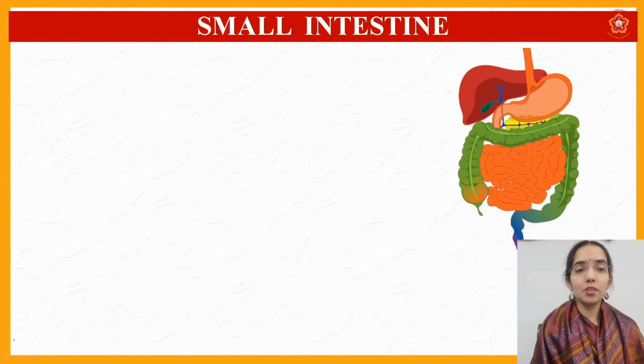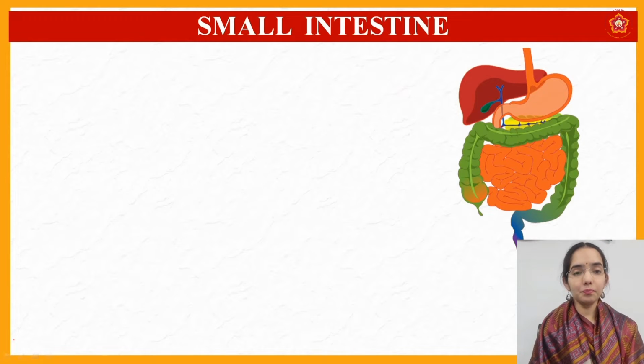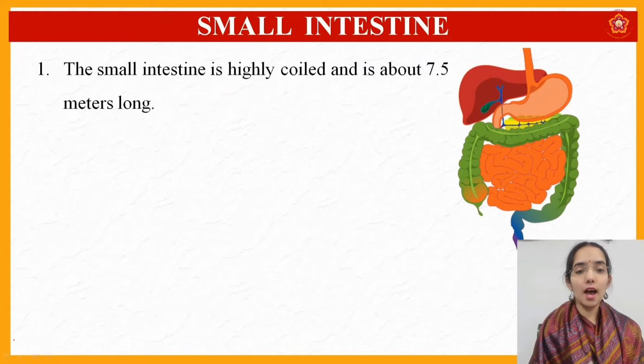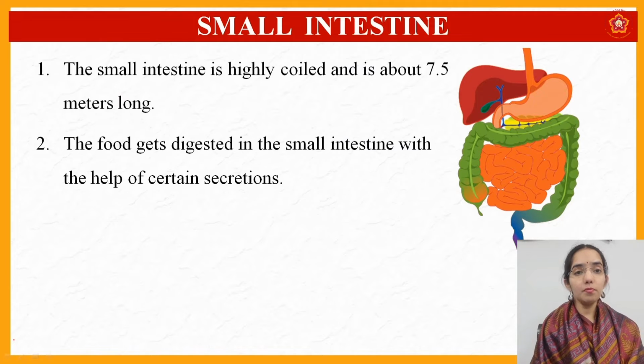Now let's start the new topic, small intestine. Once the digestion is completed in the stomach, the food will enter into our small intestine. The small intestine is highly coiled and about 7.5 meters long. You can see in this diagram that the small intestine is highly coiled. Can you imagine how long it is? It's 7.5 meters long. The food gets digested in the small intestine with the help of certain secretions.